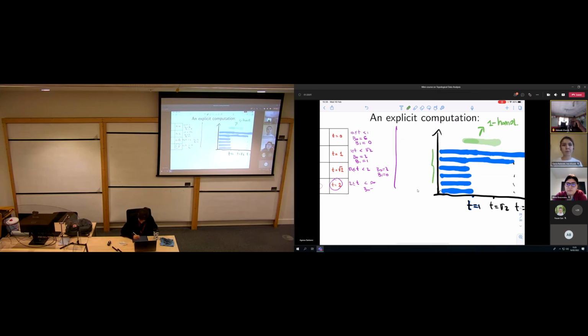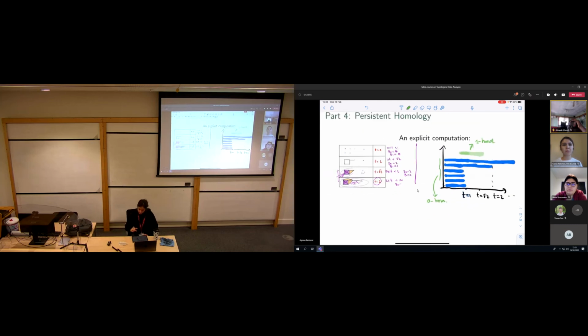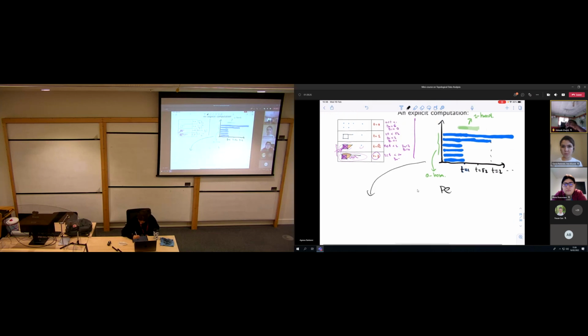And this is 0 homology. Okay, so this is a schematic way to represent, not exactly what I draw, to represent how the features are born and die in the filtration. Similarly, I can encode, and this is called a persistent barcode.